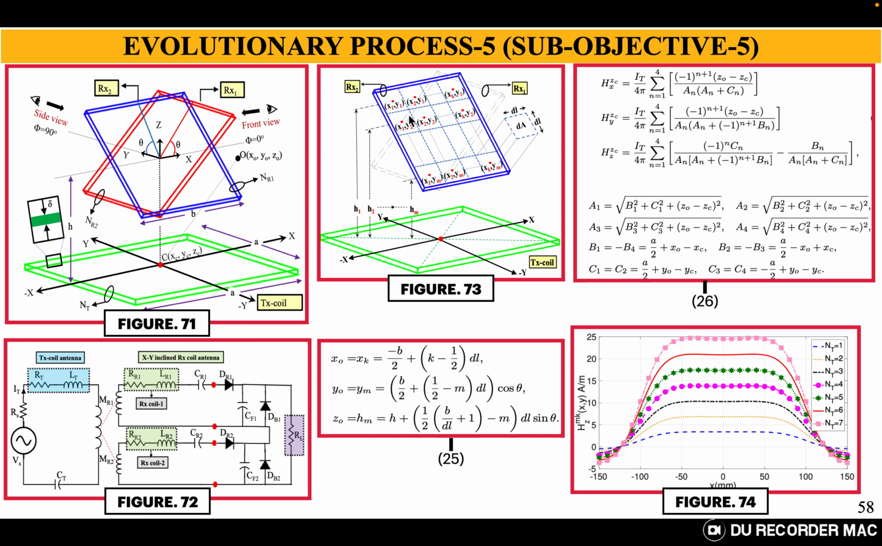Before optimizing the tilt angle of the receiver coil antenna, the transmitter coil's number of turns is optimized according to the ICNIRP guidelines, which say that the magnetic field strength should be 21 ampere per meter. If you see, NT is varied from 1 to 7, and we understood that NT equal to 6 is giving approximately 21 ampere per meter. So we have taken this as the optimal number of turns. My transmitter coil number of turns is optimized to NT equal to 6.